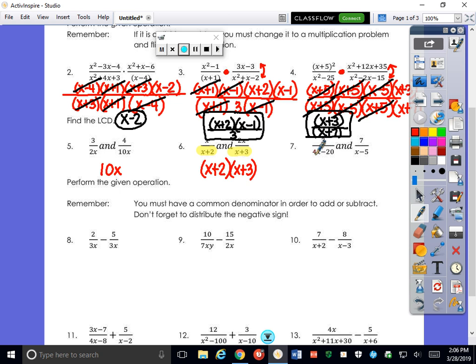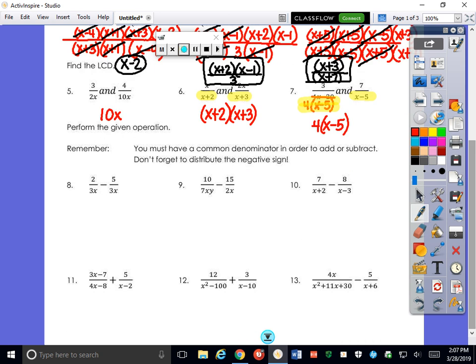In number 7, we have to factor first. So I'm going to factor out a 4 for my LCD, leaving me with x minus 5. So my LCD is going to have, the first denominator has a 4 and an x minus 5, so my LCD has to have both of those. But then when I go to my second denominator, it's an x minus 5. I already have it as part of my LCD, so I don't have to write it again. So my LCD is 4 times x minus 5.